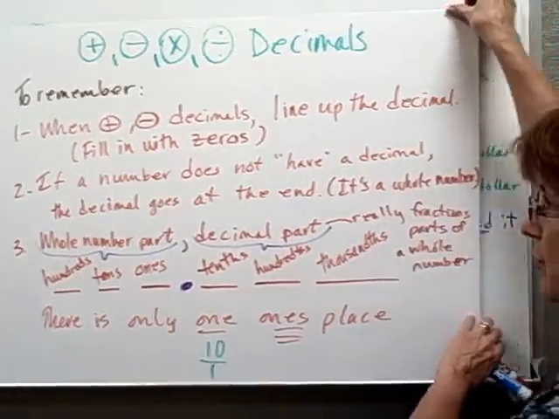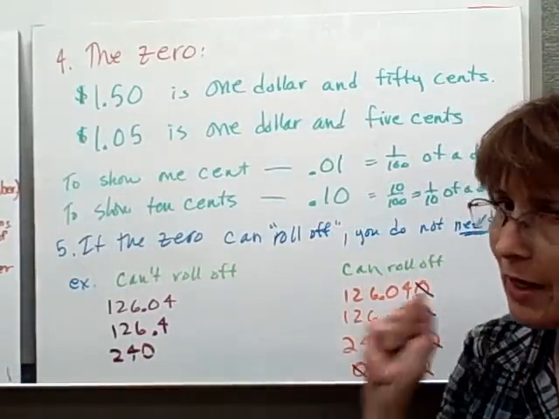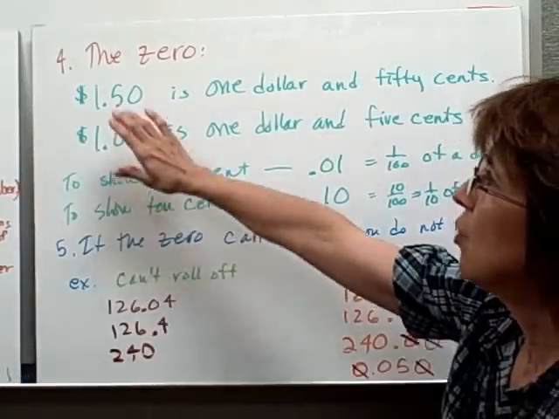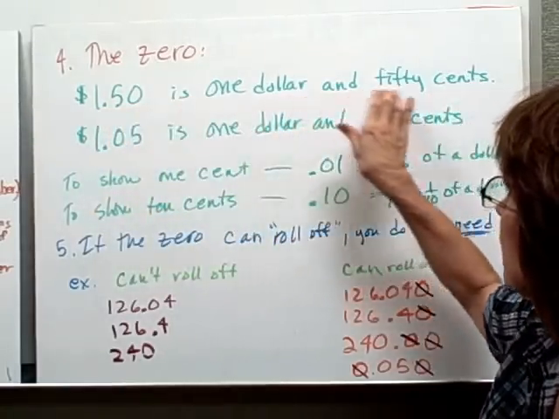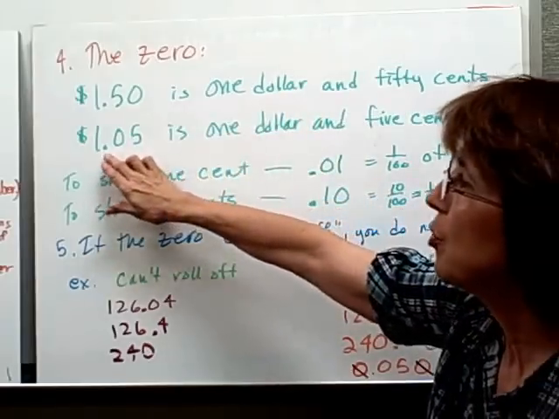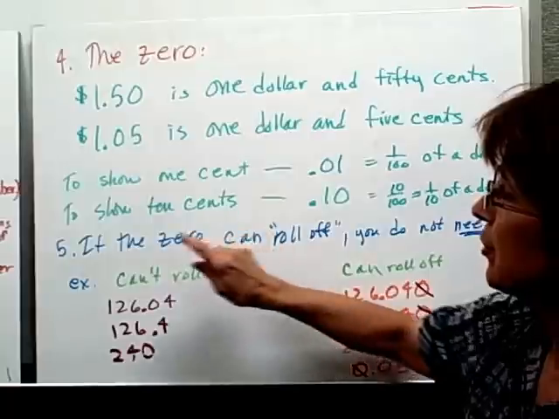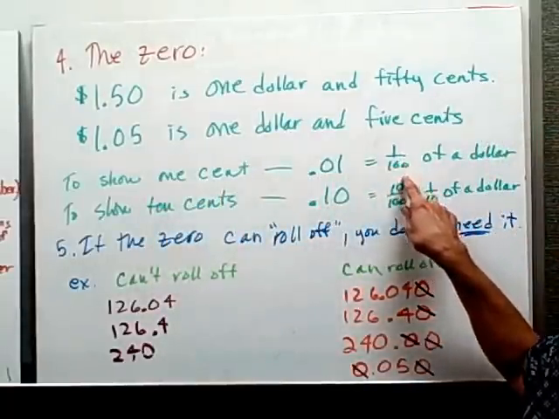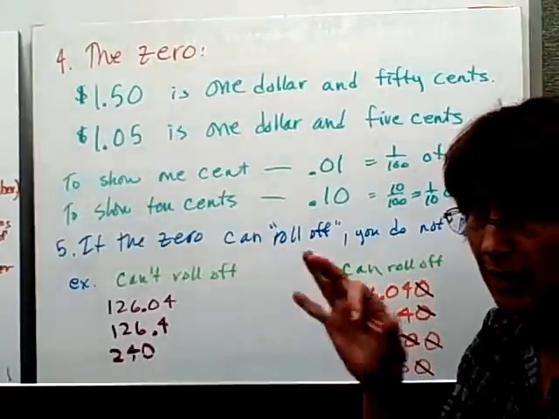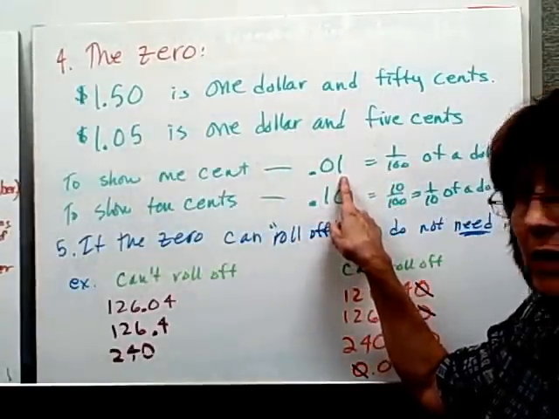Another couple things to remember as well is the zero. Okay, let's try to make sure we understand about the zero. 1.50 or $1.50 is $1.50. Okay. 1.05 is $1.05. To show 1 cent, it's 0.01. Why? Because that's 1/100th. 1 cent, 100 of them make up a dollar. So you only have one, that's 1/100th. That would be the second decimal place.